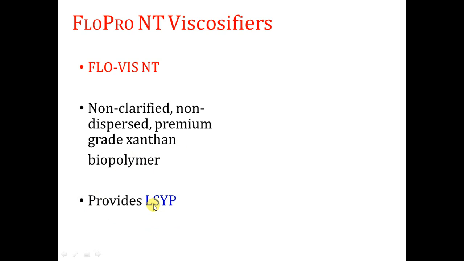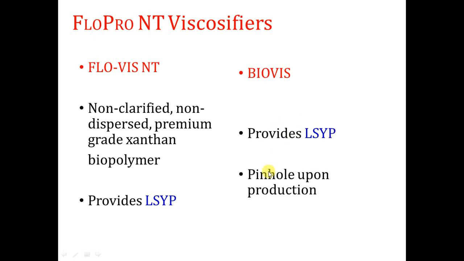Why does it provide low shear yield point? Because, as I told you, during hole cleaning in the horizontal section, it's very important that the reading of the 6 RPM and 3 RPM must be minimum equal to the hole size, so the polymer must give some parameters to the low shear yield point. Number two, among the chemicals that may be used in the FlowPro NT viscosifiers is called BioVis. The BioVis also provides low shear yield point, and it is used in bin hole upon production.